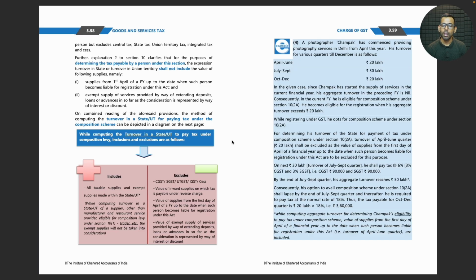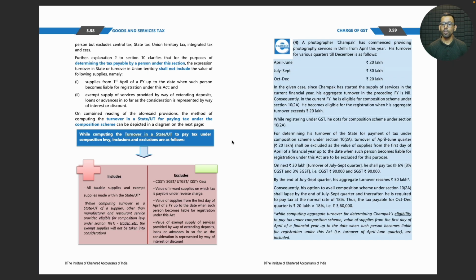Consequently, in the current financial year, he is eligible for composition scheme under section 10 subsection 2a. He becomes eligible for registration when his aggregate turnover exceeds 20 lakhs. While registering under GST, he opts for the composition scheme under section 2a.